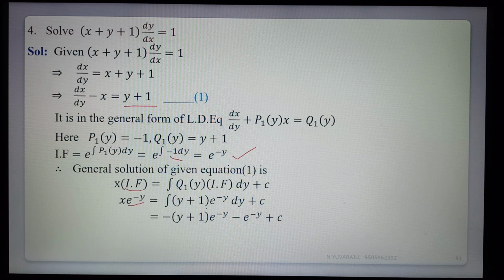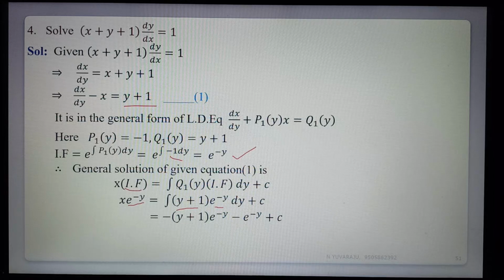So now finding this by the integration by parts method, the u into v method. Taking y plus 1 as the first function, y plus 1 into the integration of e power minus y, which is minus e power minus y, minus the integration of minus e power minus y into the derivative of y plus 1, which is 1. Integrating twice, minus into minus gives plus, that is e power minus y, plus c.